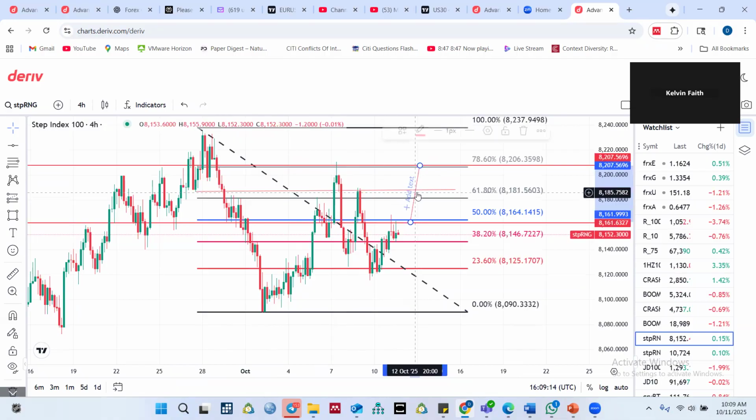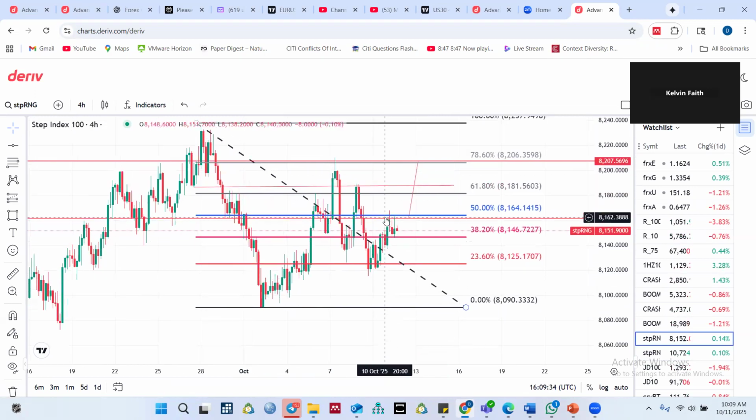Okay, so price can go up from the equilibrium if we get a close above the red line and the 50%. Price can go up back into the premium zone before it sells. And at the same time, price can also stay below the 50% and give us a sell. So two areas where we can have our entry right now.